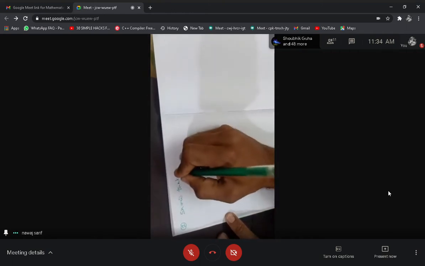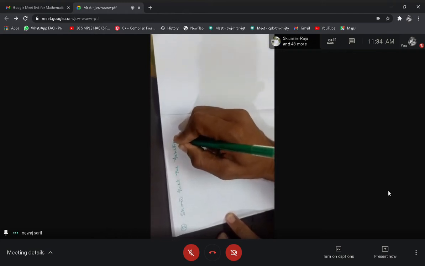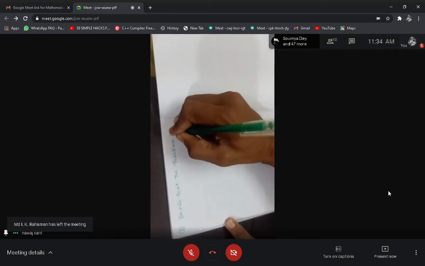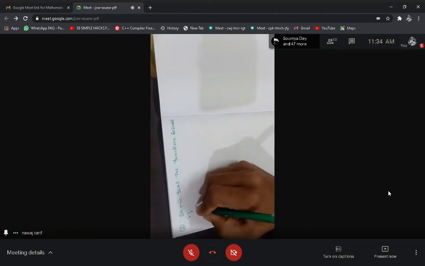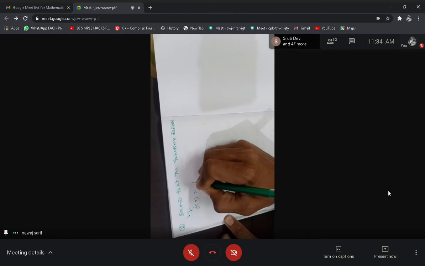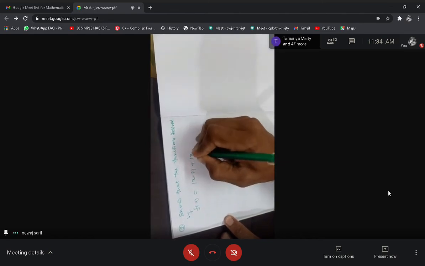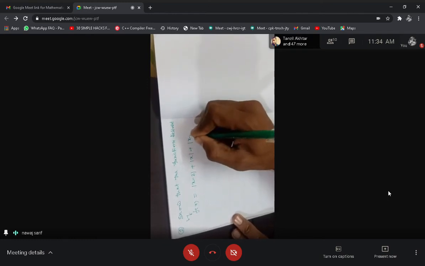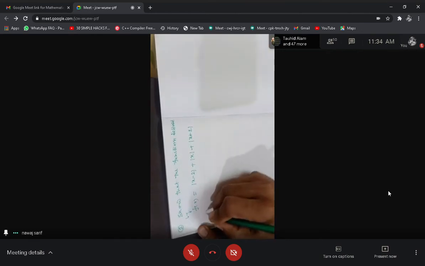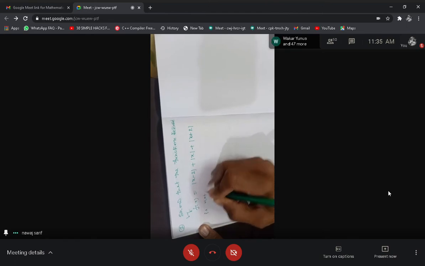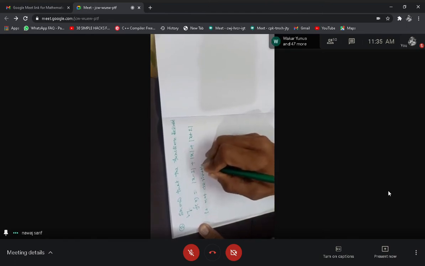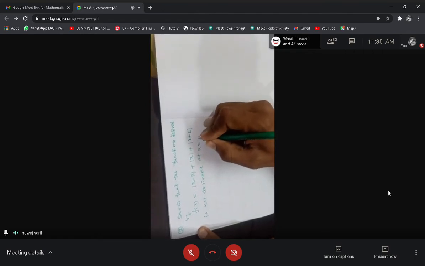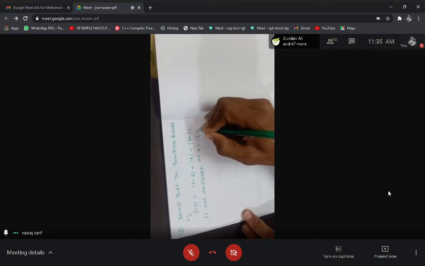Similarly, number 2: the function defined by f(x) equals mod of x minus 2 plus mod x plus mod of x plus 2 is not derivable at x equals minus 2, 0 and 2.